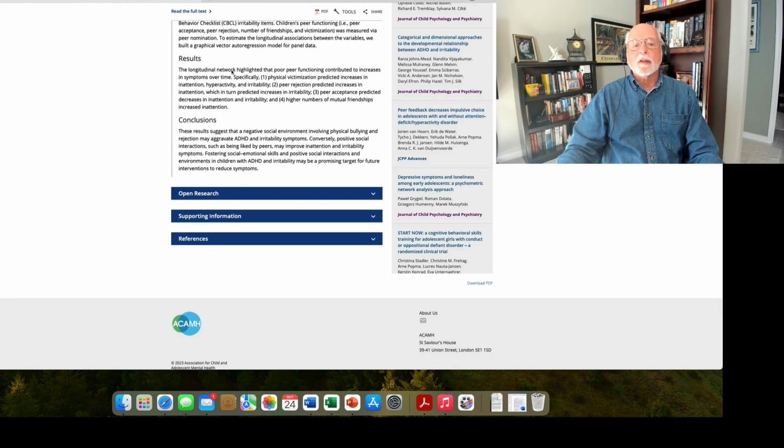And what it found, as it says here, is that the longitudinal network analysis that they did showed that poor peer functioning did contribute to increases in symptoms over this 18-month period, over the three time points of assessment. Specifically, they found that physical victimization predicted increases in all ADHD symptoms, inattention, hyperactivity, along with irritability. Peer rejection predicted increases in inattention only, but that in turn later on predicted an increase in irritability. Peer acceptance, on the other hand, predicted a decrease in the inattention and irritability symptoms.